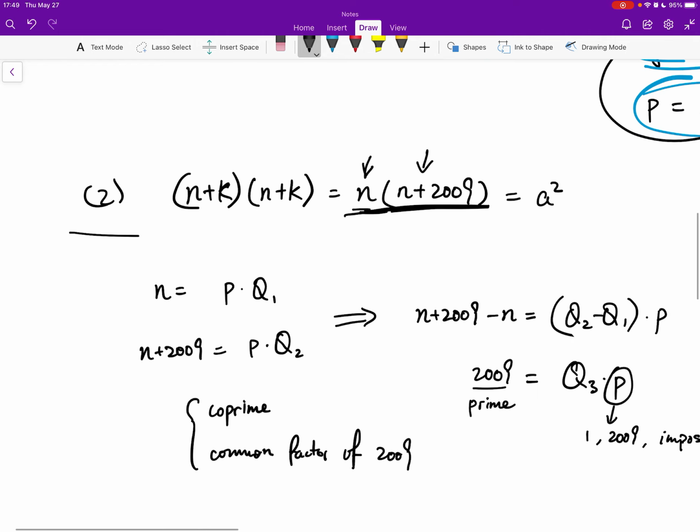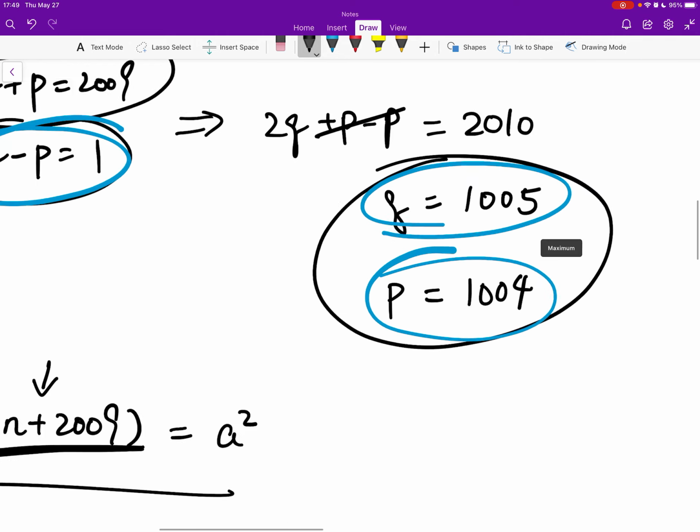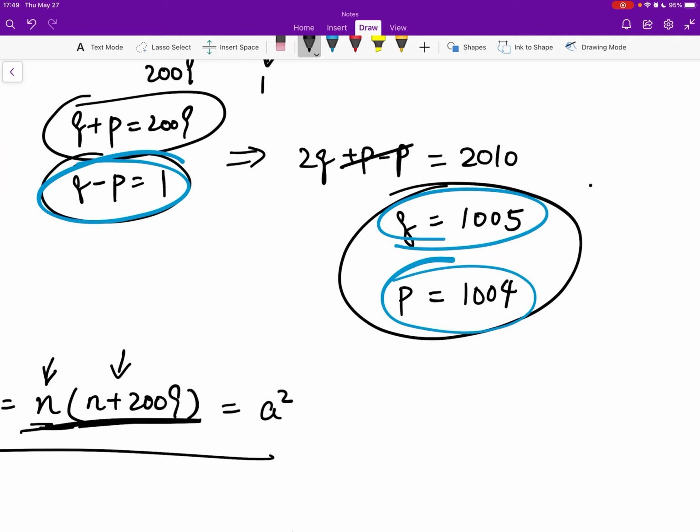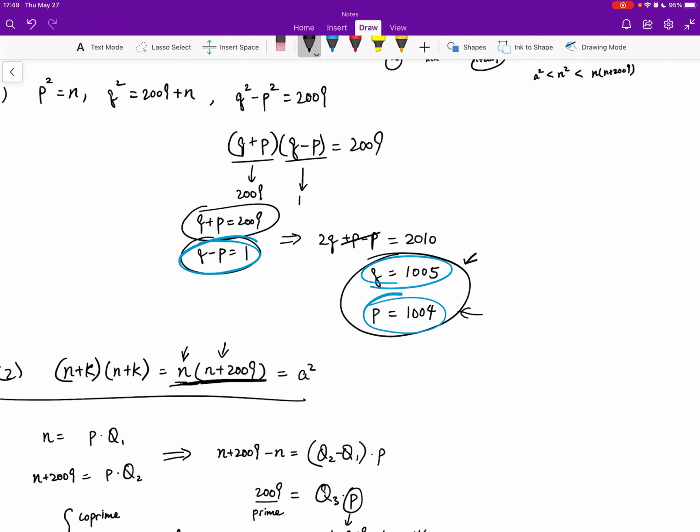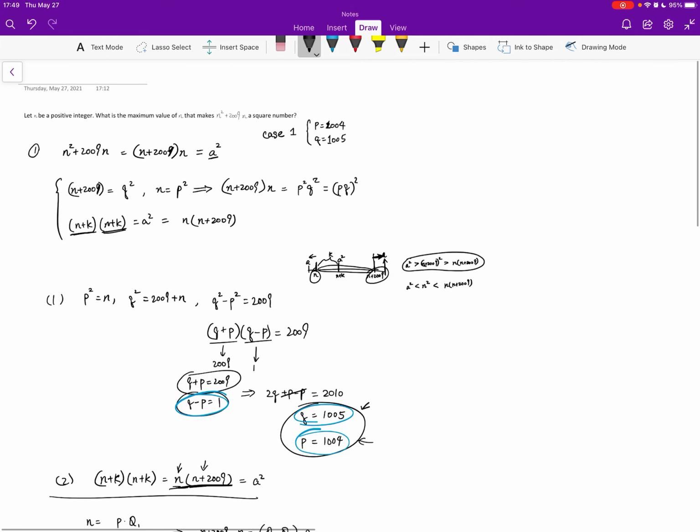And since we have proven the second case impossible, we only have the first case, which yields only one solution: q equals 1005 and p equals 1004. And that concludes the first solution.